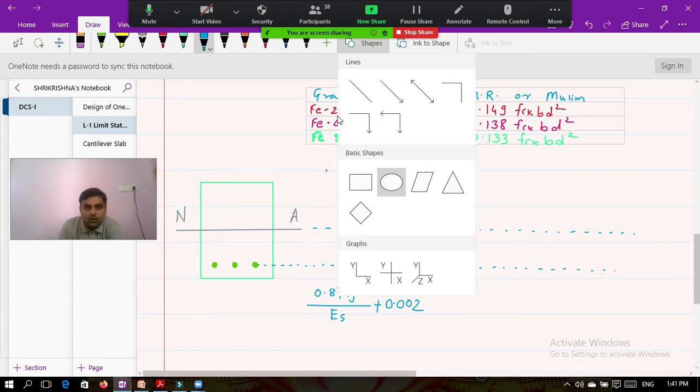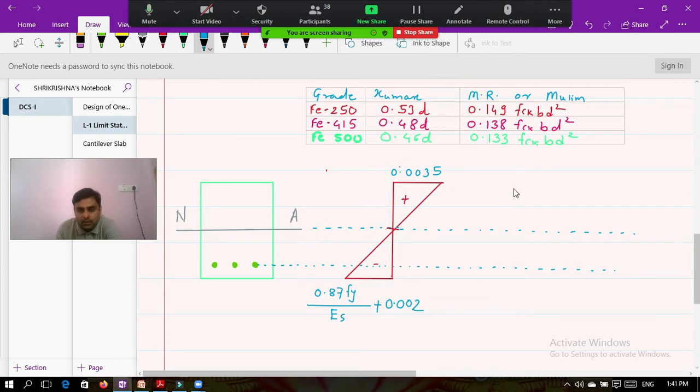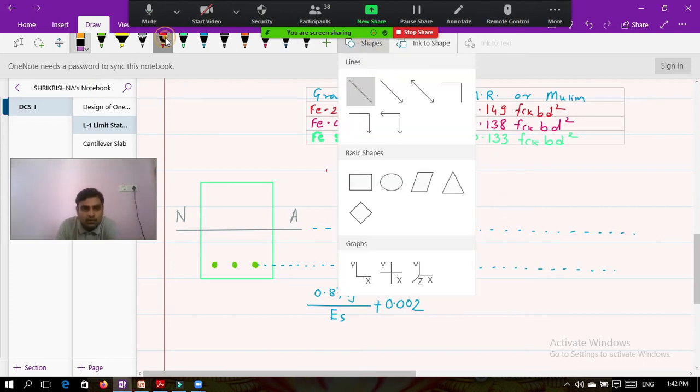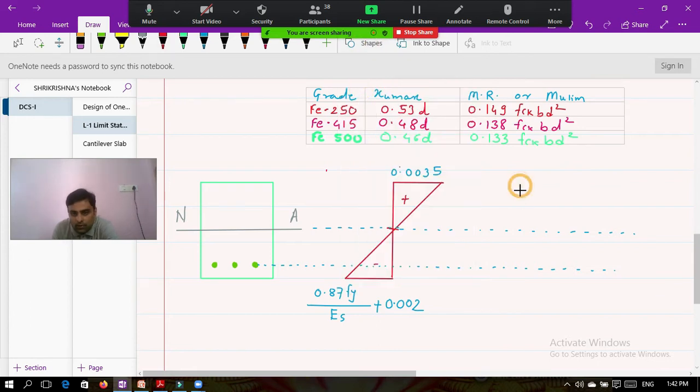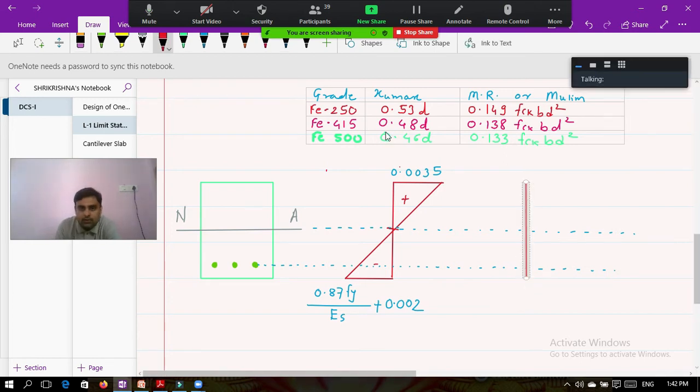Now we will draw the stress distribution diagram. So again, I will draw the line again. Here this is the straight line. Then straight to draw the stress distribution diagram.